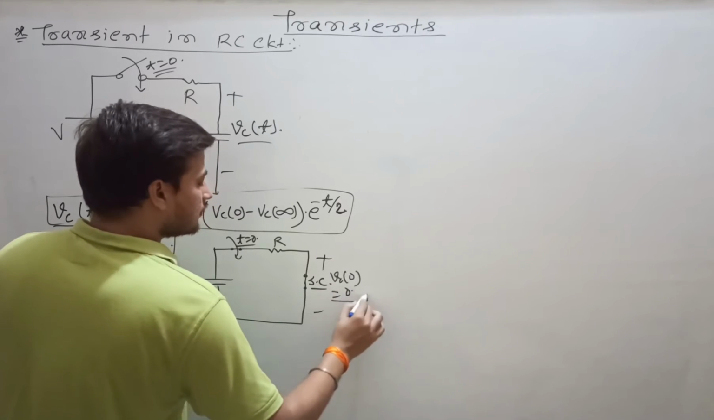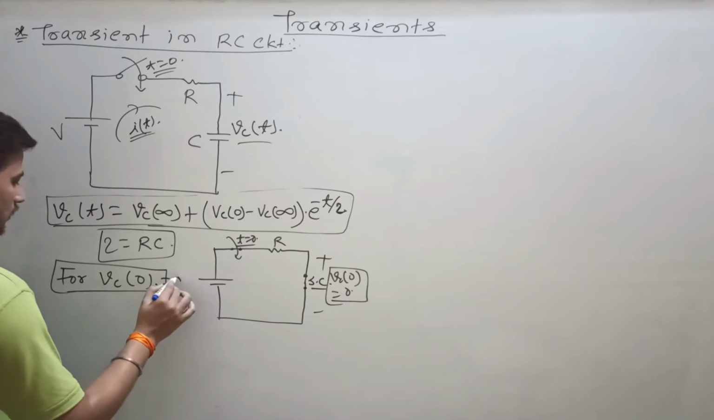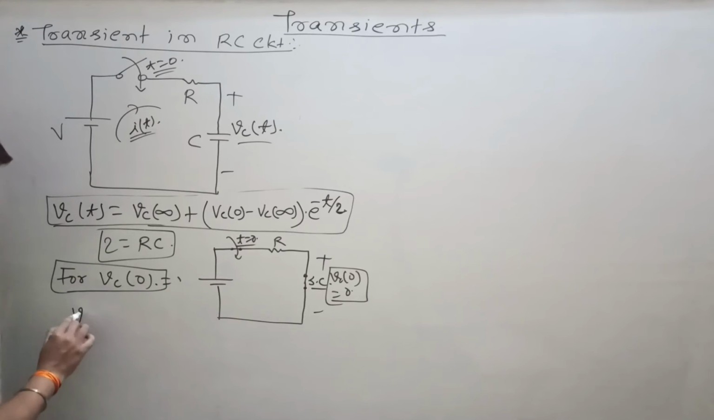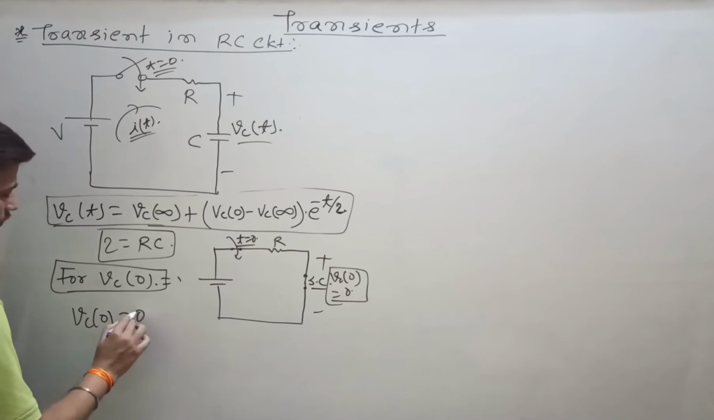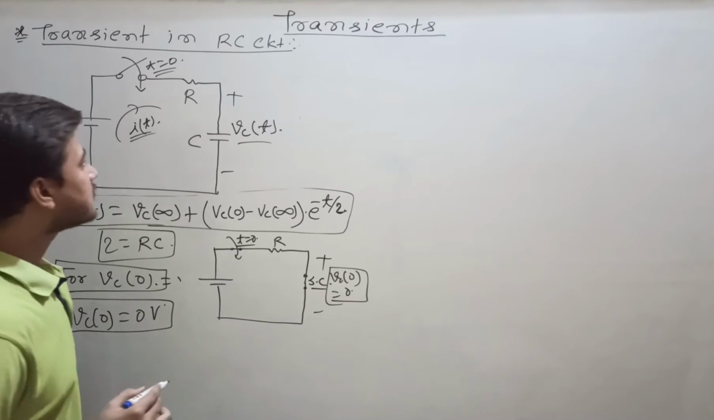VC0 will be equal to 0 volt. So you are getting VC0 equal to 0 volt. Clear? Next we have to find VC infinity.